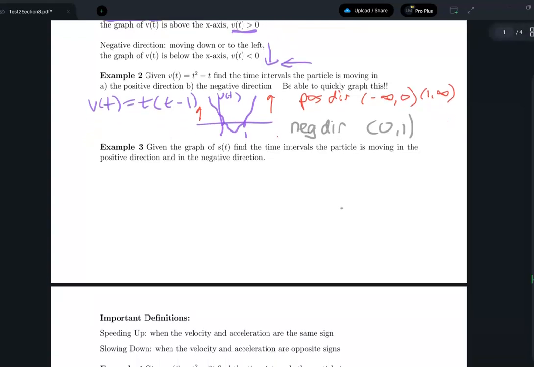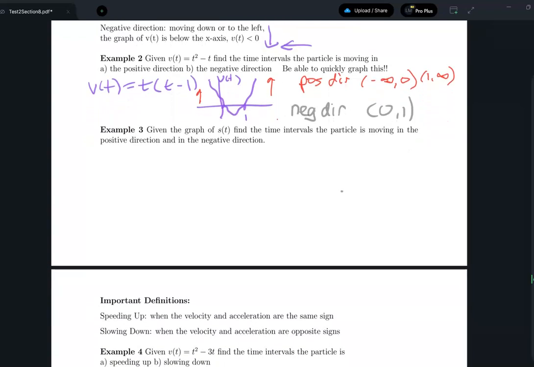All right, so I forgot to draw the graph in here. Let's draw it right now. So S of t looks like this. It keeps going. So that's the S of t. And I'll just put this as 4 and this is 6. Okay, so if I want to find out where the particle is moving in the positive and negative direction, I need to graph the velocity.